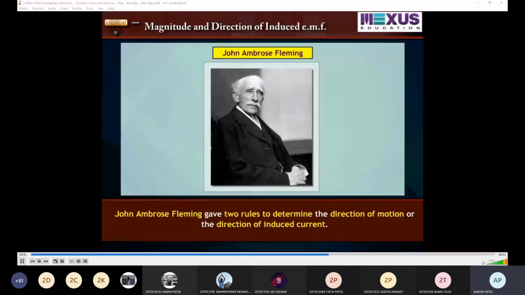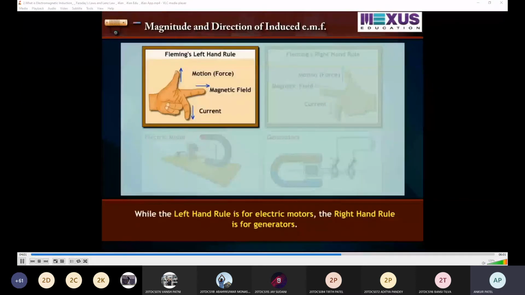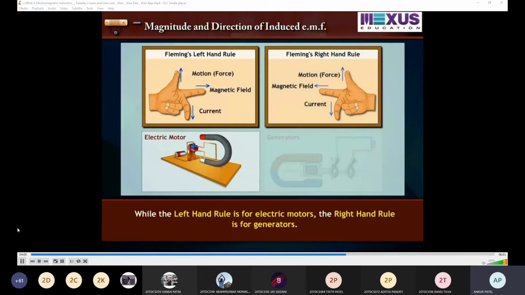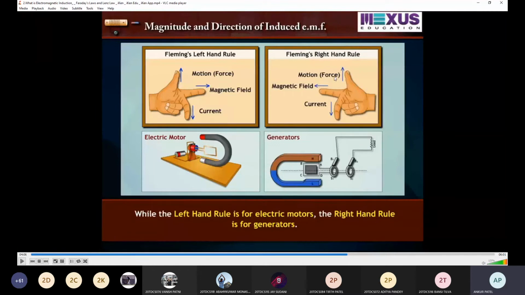John Ambrose Fleming gave 2 rules to determine the direction of motion or the direction of induced current. While the left-hand rule is for electric motors, the right-hand rule is for generators. So here, for the machines, for the direction of current, for the motor we refer to Fleming's left-hand rule. For the generators we refer to Fleming's right-hand rule. So this is for the machines that we apply Fleming's right-hand rule and left-hand rule.